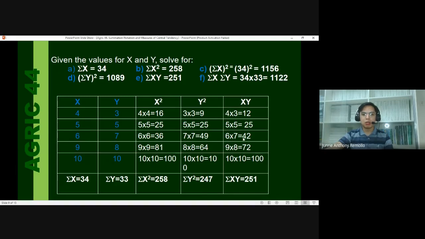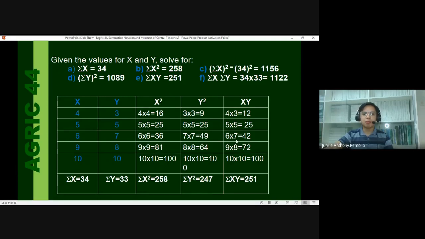In order to obtain the summation of xy, I think it's in letter E, which is 251, we need to multiply variables x and y. In this case, we multiply 4 times 3 equals 12, 5 times 5 equals 25, 6 times 7 equals 42, 9 times 8 equals 72, and 10 times 10 equals 100. If we get the sum of these products, it will result in 251.